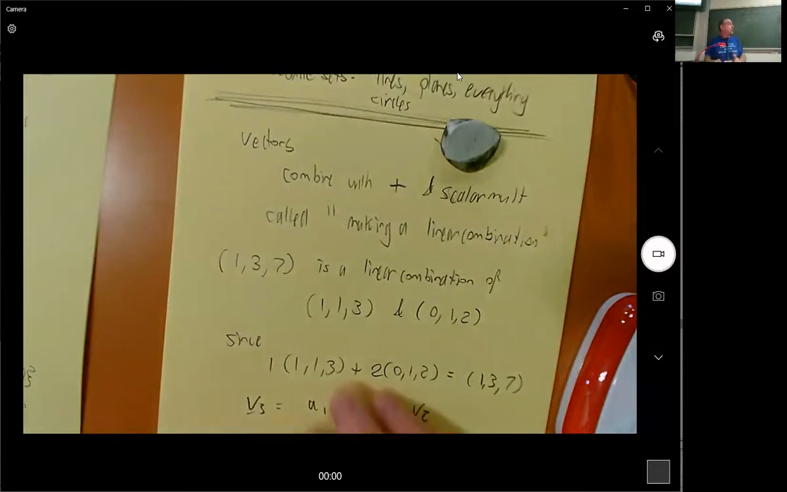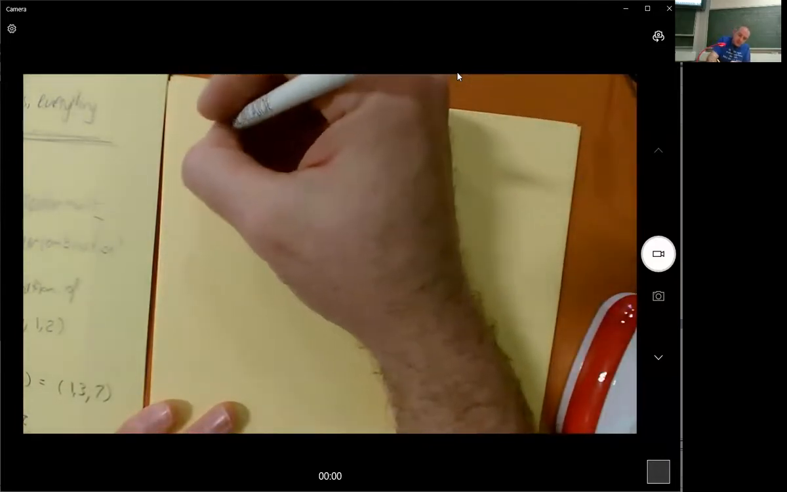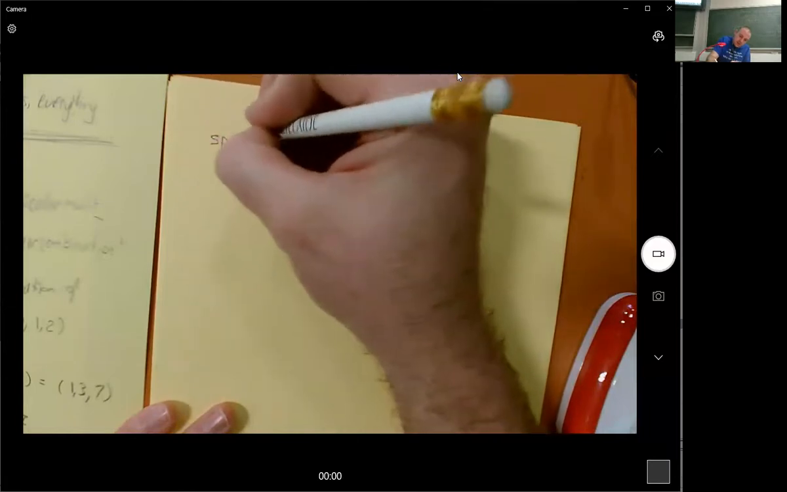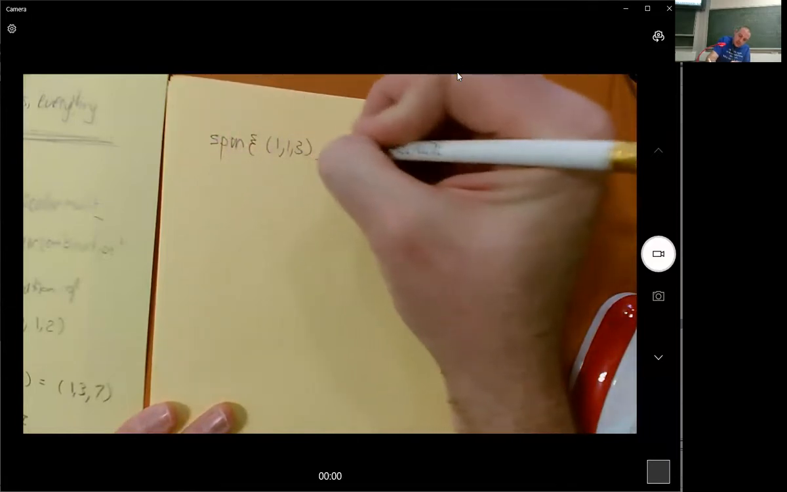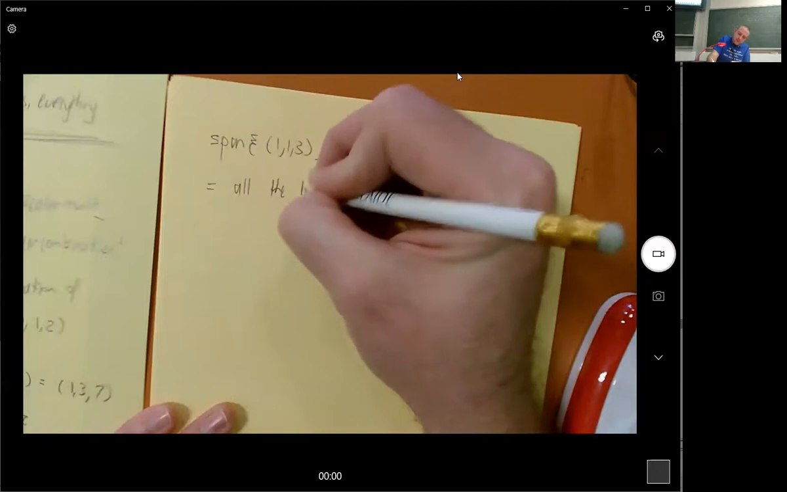So there is a move you can make where you take a couple of vectors and you figure out what all the linear combinations are and you color them all in and you say, that's my set. So if your rule for creating your set is that it's all the linear combinations of the vectors you're thinking of, then that action is called spanning. And the set itself is called the span of those things. So if I take two vectors, the span of (1, 1, 3) and (0, 1, 2), that is all the linear combinations.